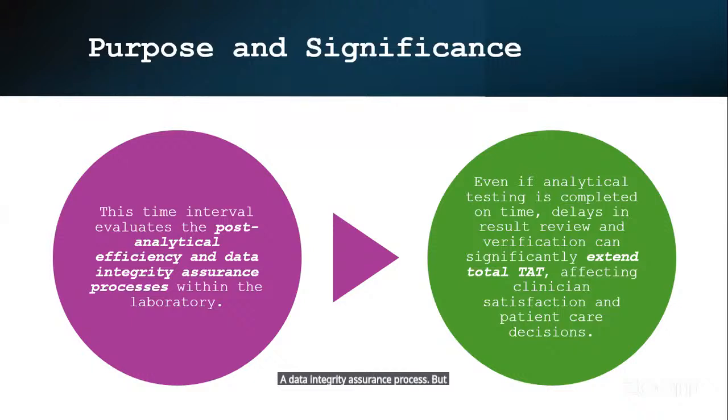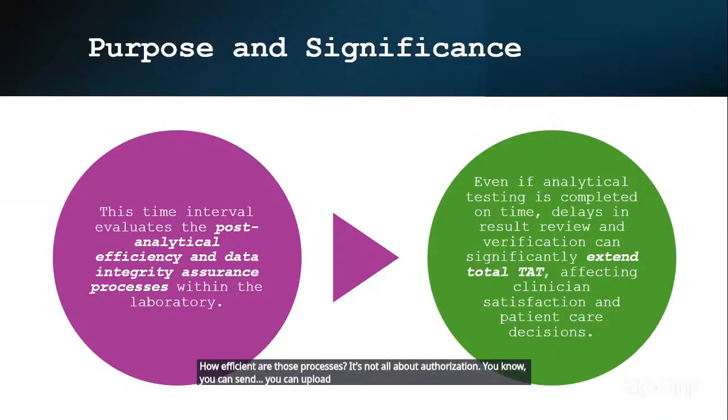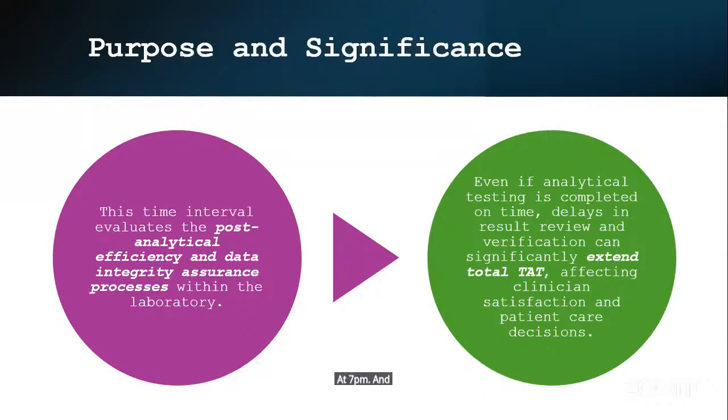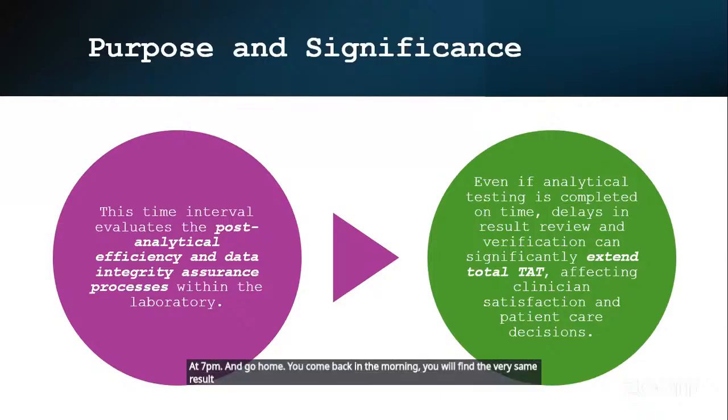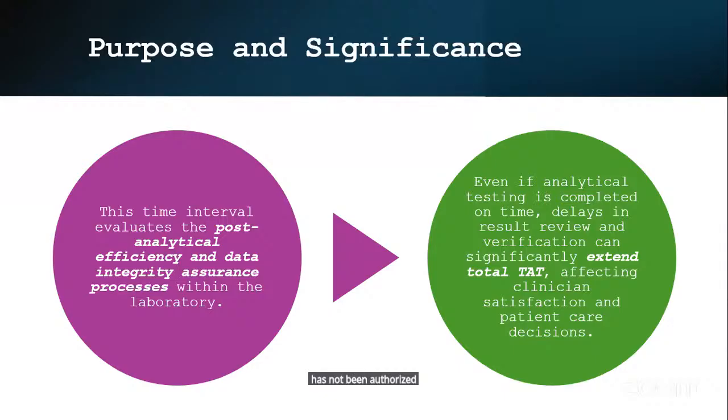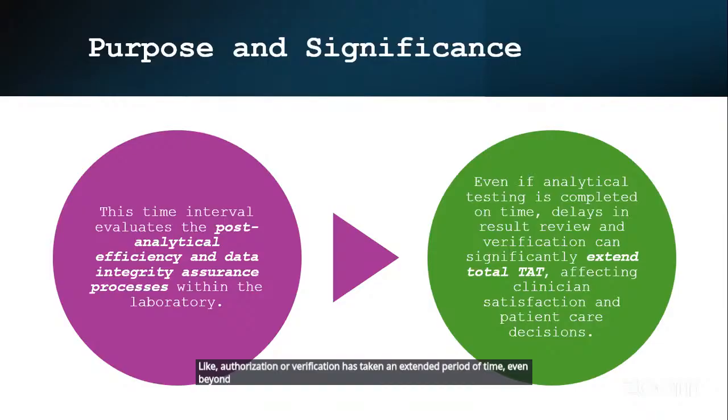But then we also need to look at the processes. How efficient are those processes? It's not all about authorization. You can upload a result in the lab in the evening at 7 p.m. and go home. You come back in the morning, you will find the very same result has not been verified, has not been authorized for output. So you produce your result timely, but authorization or verification has taken an extended period of time, even beyond the analytical phase of that. So that is something that we need to look at.